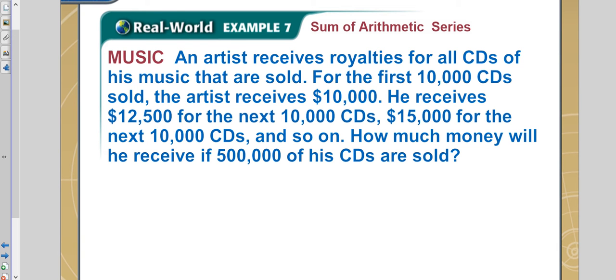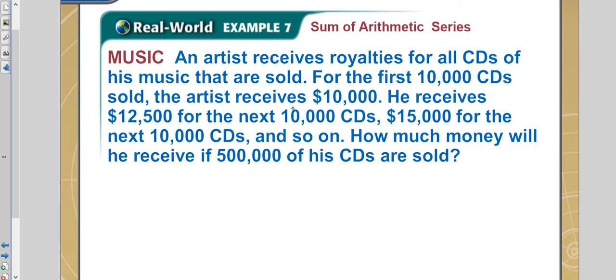An artist receives royalties for all CDs of his music that are sold. For the first 10,000 CDs that are sold, an artist receives $10,000. He receives $12,500 for the next 10,000 CDs and $15,000 for the next 10,000 CDs, and so on. How much money will he receive if 500,000 of the CDs are sold?